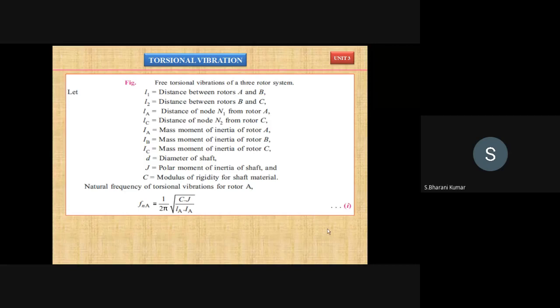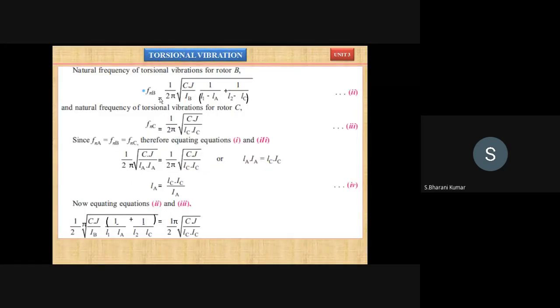Make a note of these formulas. Fn of A equals 1 by 2 pi square root of Cj by La into Ia. This formula is in front of your screen. Fn of B is totally different: Fn of B equals 1 by 2 pi square root of Cj by Ib into 1 by L1 minus La plus 1 by L2 minus Lc. Look here, this is called 1, it is not an L; these two things are L. Make a note of these formulas also. This is one of the important formulas.